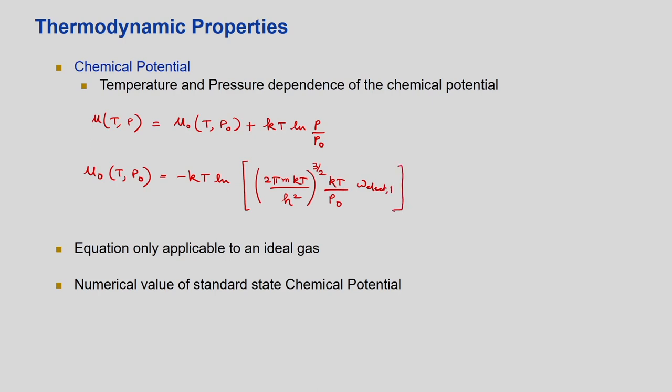The equation I have written above is only applicable to an ideal gas. It gives a numerical value of the standard state chemical potential. Standard state chemical potential means the chemical potential at a standard state of pressure P0 at any temperature. If you know that, you add it with kT ln P by P0, and you get the chemical potential as a function of temperature and pressure.